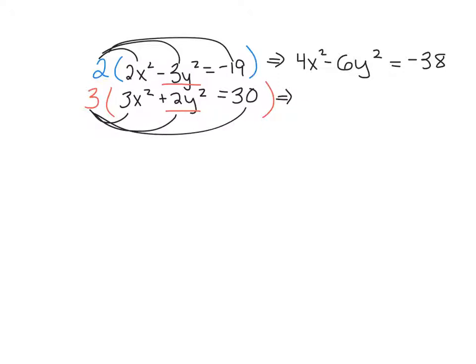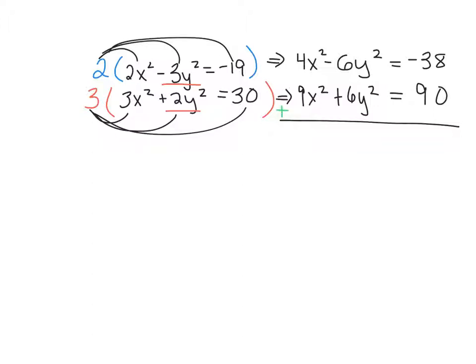So 3 times 3x squared is 9x squared. 3 times a positive 2y squared is a positive 6y squared. And then 3 times 30 is 90. Now I'm going to add these equations together.